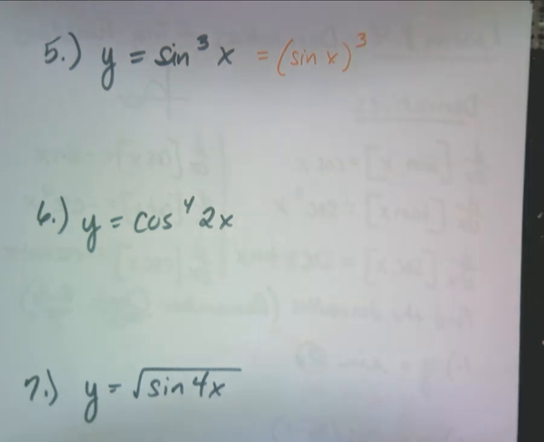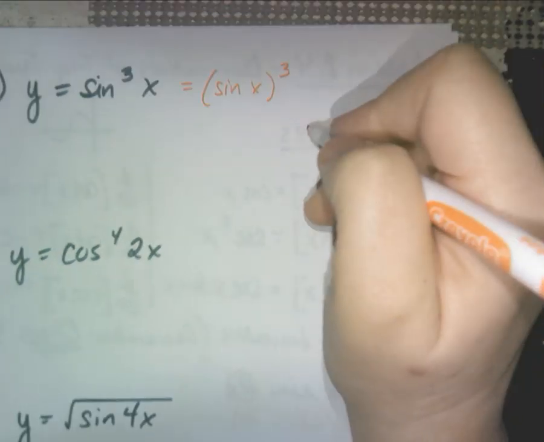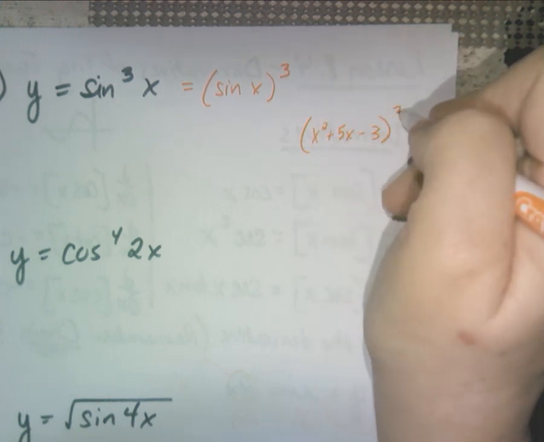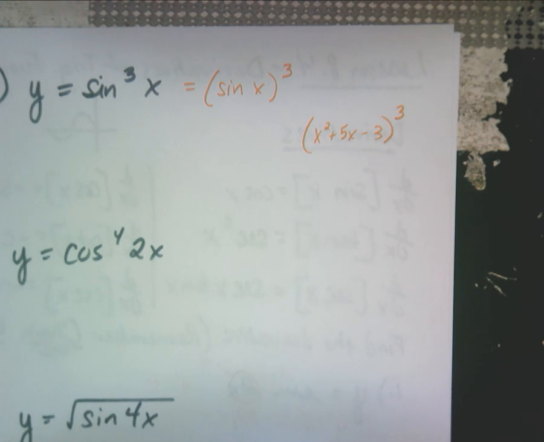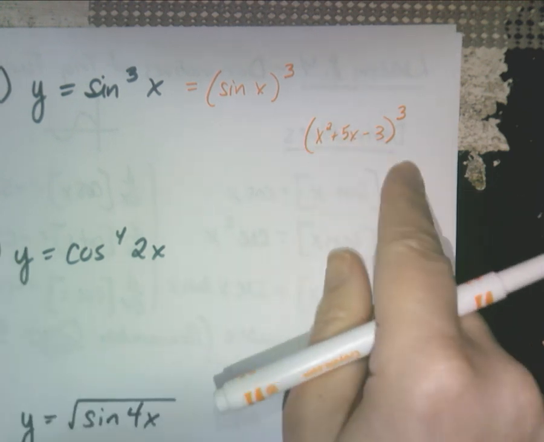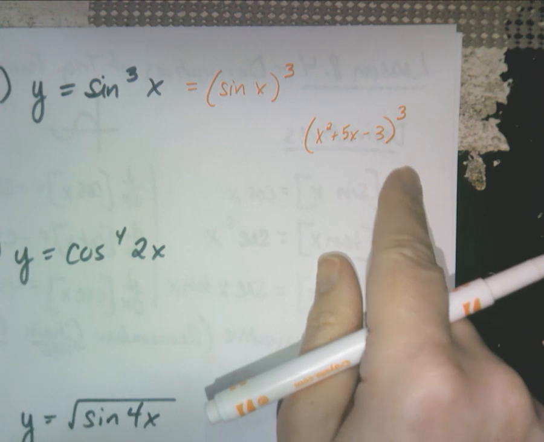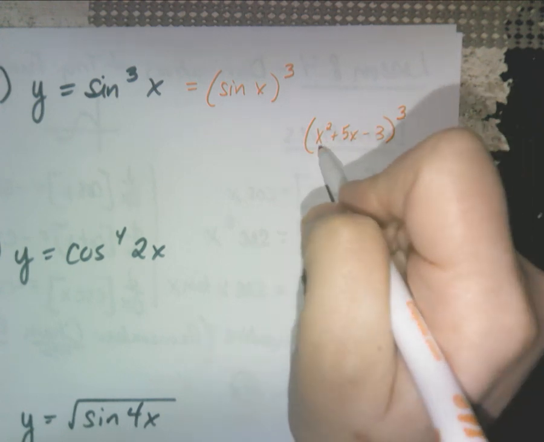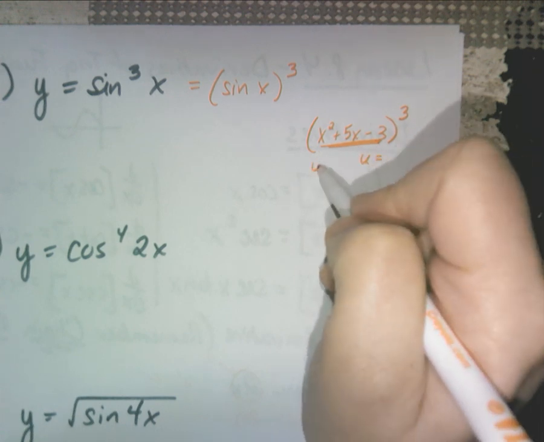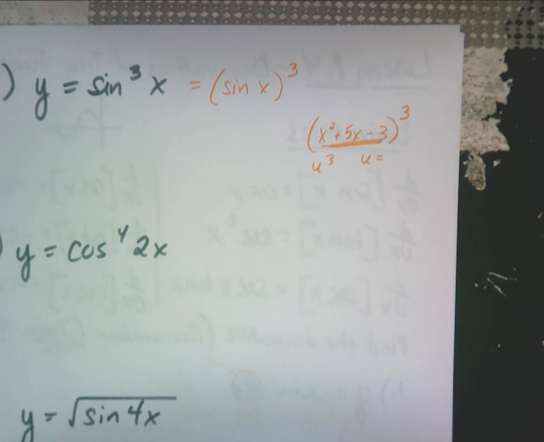Harken back with me to a time when we had things like this. What did you do? You cubed. You wouldn't FOIL this out 3 times. No, no, no. You would call this u, wouldn't you? And then you would take the derivative of u. We're going to do that here.